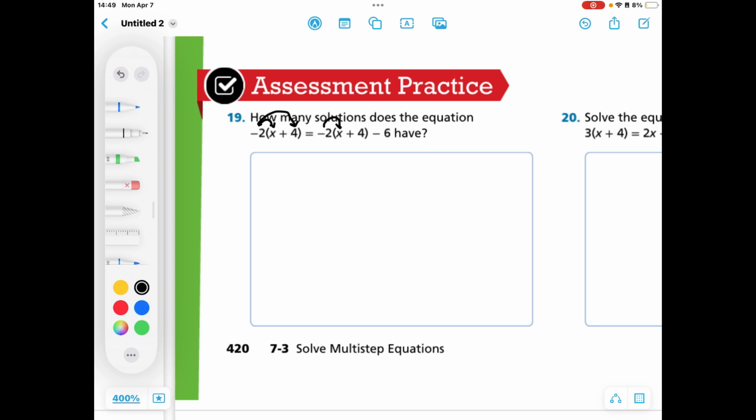By distributing first, we have to distribute. It's going to be a negative 2x minus 8 equals negative 2x minus 8 minus 6. Combine these like terms, minus 8 minus 6. Well, that's going to give me a negative 14, but everything else will stay the same.